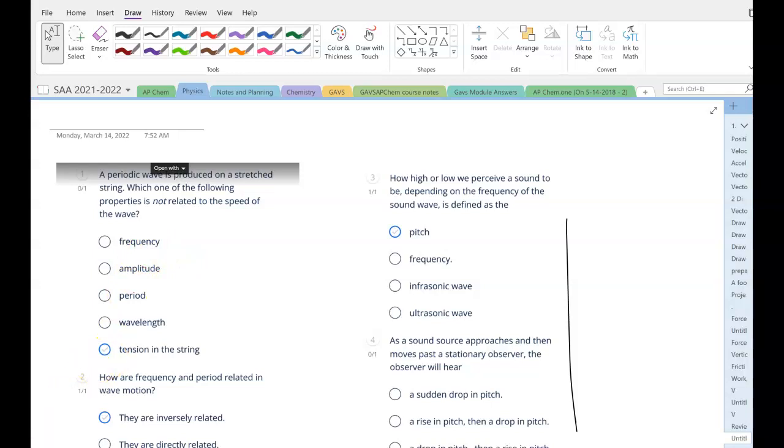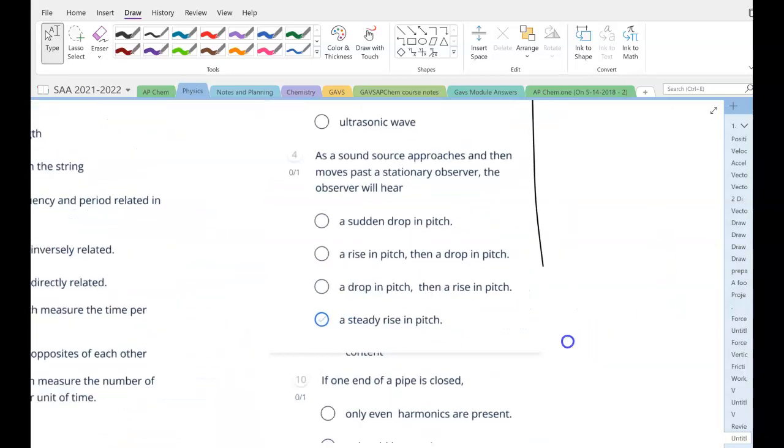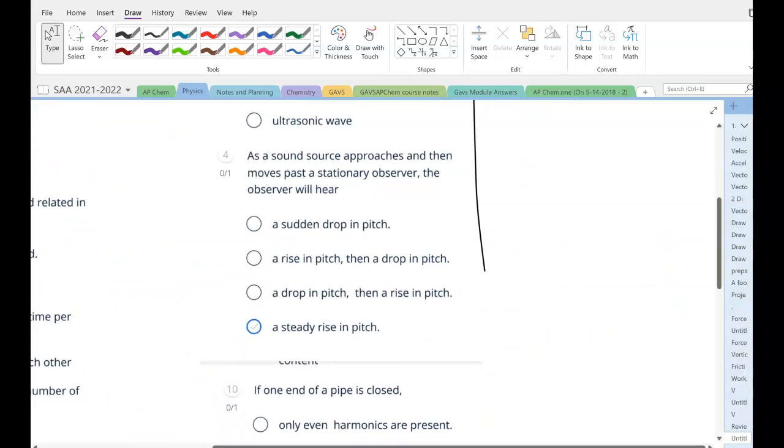You did well on 2 and 3, and on number 4 we have as the sound source approaches and then moves past a stationary observer, the observer will hear as it moves towards them a steady rise in pitch, but as it moves past you will hear a drop in pitch. So you only have half of the story here. This is both aspects of the Doppler effect.